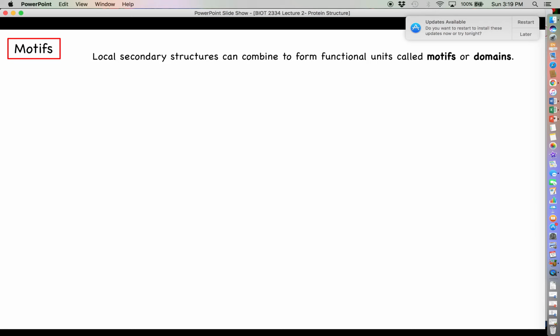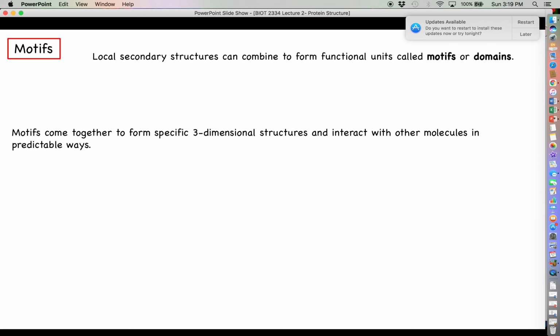Okay, so before we wrap up our discussion on secondary structures and move on to tertiary structure, let's talk about motifs and domains. Local secondary structures within a protein can actually combine together and come in close proximity to form actual biologically functional units, again called motifs or domains. So a motif can come together to form a very specific type of three-dimensional structure, and at this point we've obviously talked about how important shape and structure is, so that that part of the protein can interact with other molecules in very predictable ways.